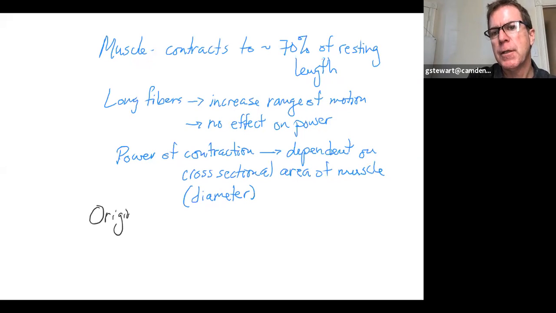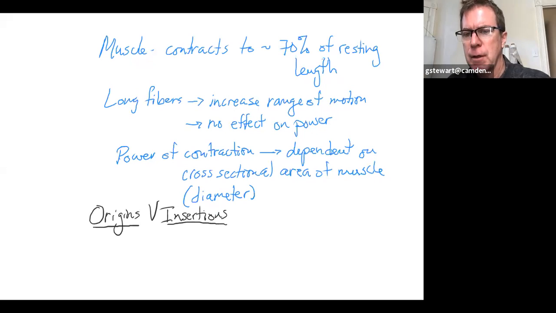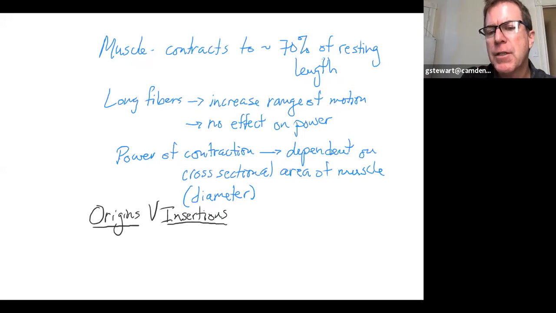So let's do this. Origins versus insertions. These words, origins and insertions, just refer to the point where muscles connect to bone. And they're typically on opposite ends, not always, but typically on opposite ends of the muscle. Origins, I'll describe them first, are connection points, I'll remind you, muscle to bone.